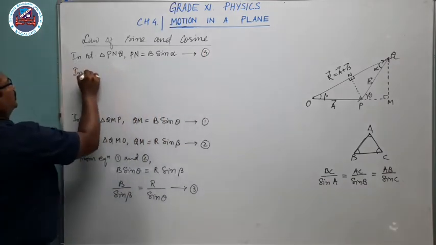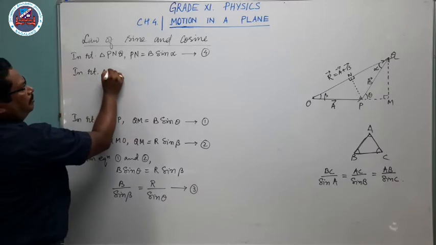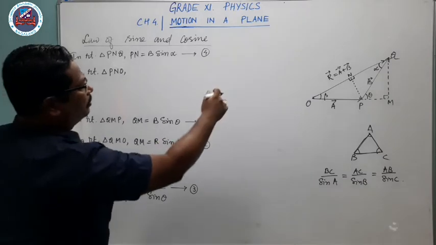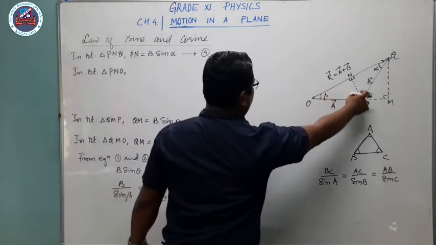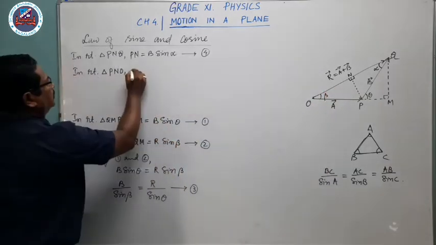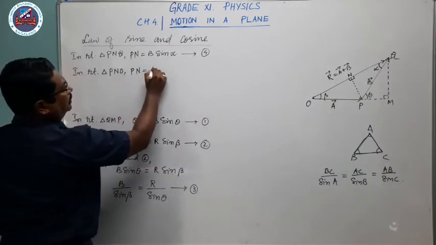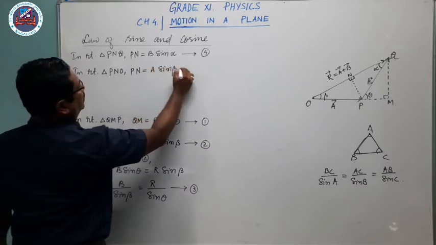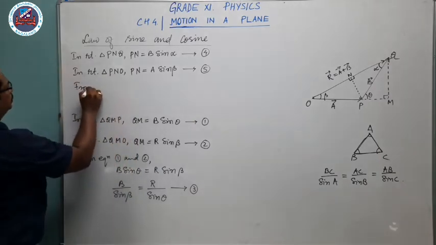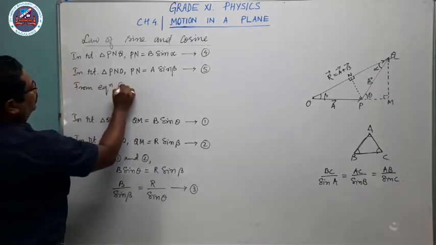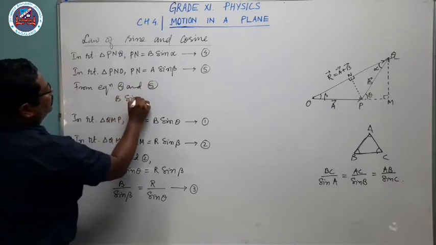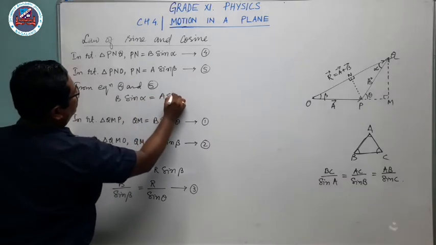And in right triangle PNO, this one, PN is equal to A sine beta. PN is equal to A sine beta. Make it equation number 5. Then from equations 4 and 5, you will get B sine alpha is equal to A sine beta.